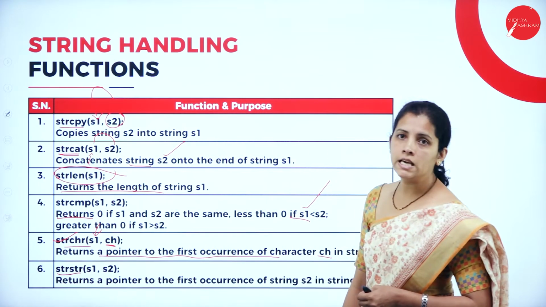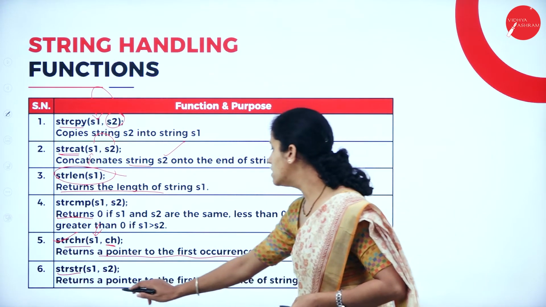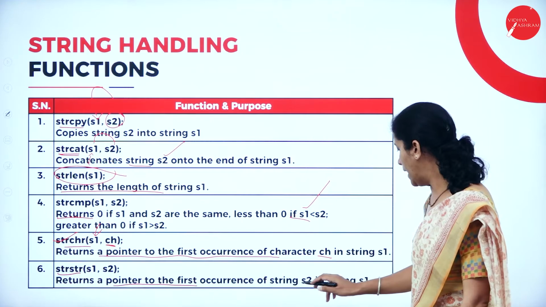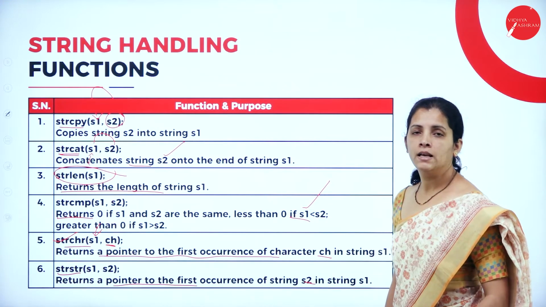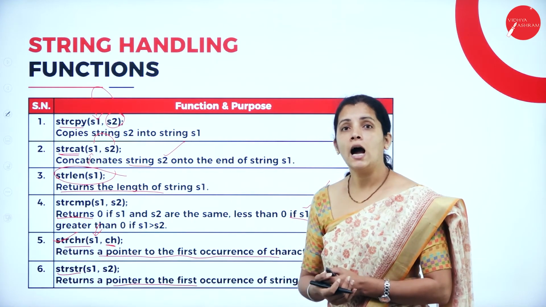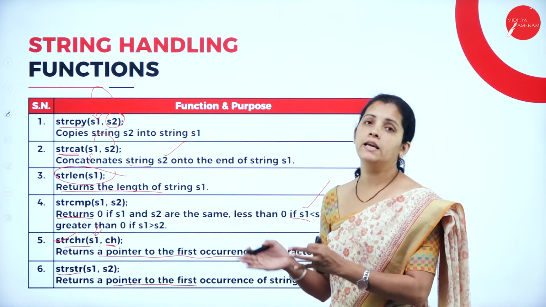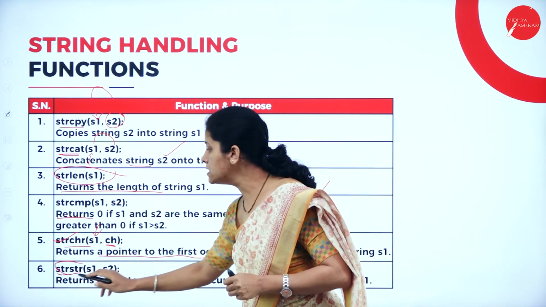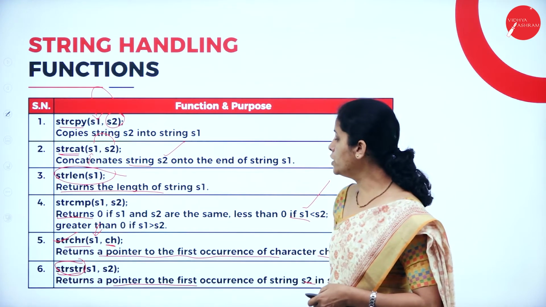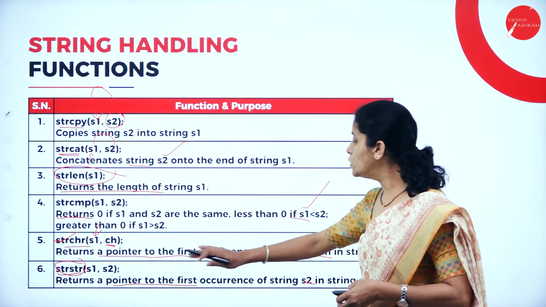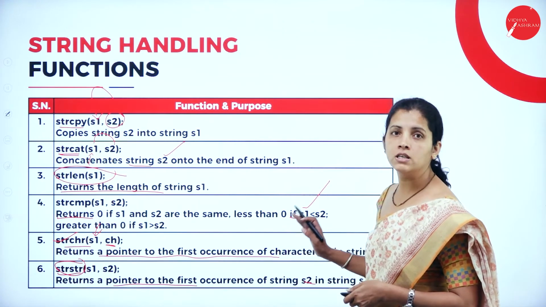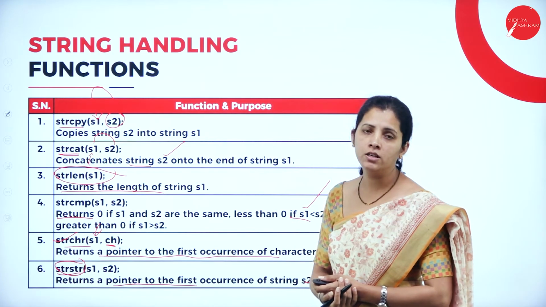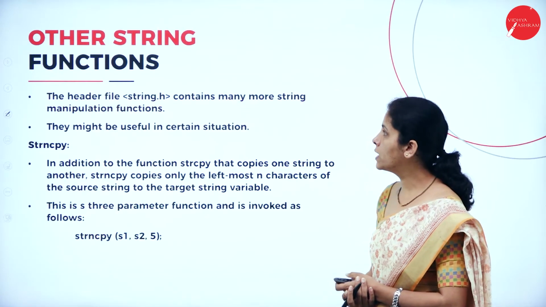strstr. It returns a pointer to the first occurrence of string S2 in S1. Now, I want to check the occurrence of my second string in my first string. How? For that, I'm going to have the strstr function and it's going to return the pointer to the first occurrence of string 2 in string 1. So, these are the built-in functions supported by the C program.